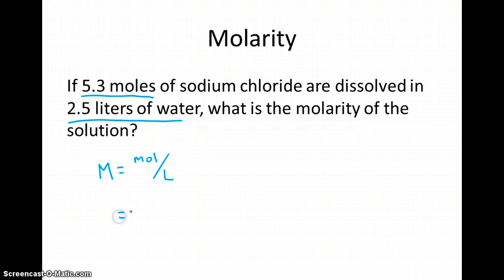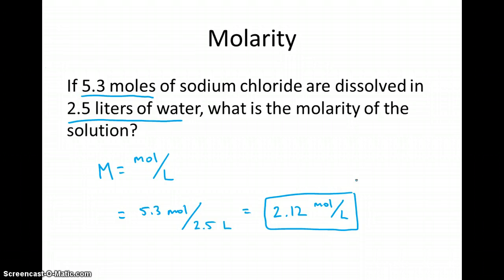In this case, I know how many moles of sodium chloride are used, and I know how many liters of water I'm going to put that sodium chloride in. In this case, 5.3 divided by 2.5 is my problem. 5.3 divided by 2.5 comes out to be a molarity of 2.12. The unit is moles per liter. All right, so there's a simple molarity problem.